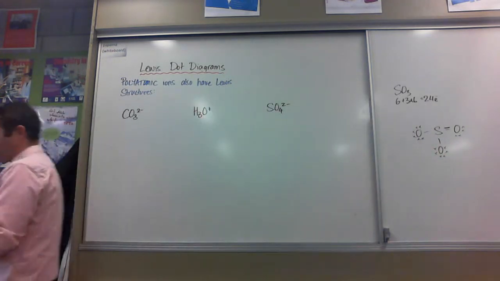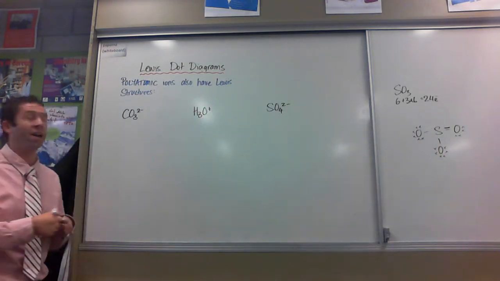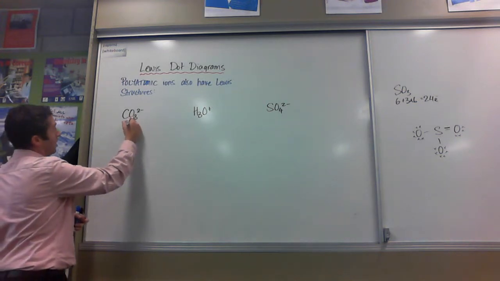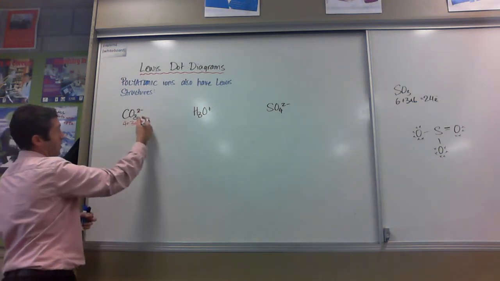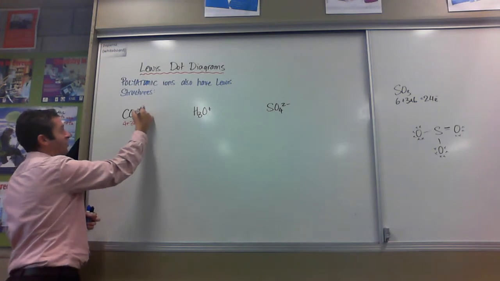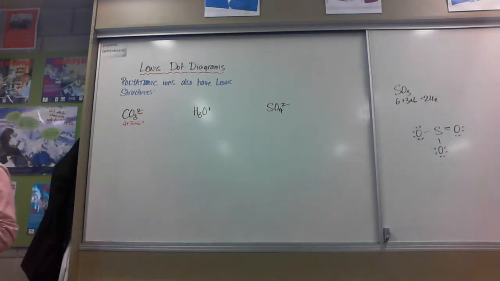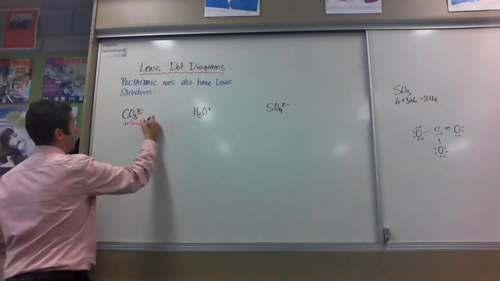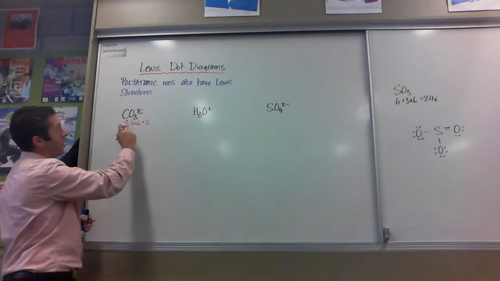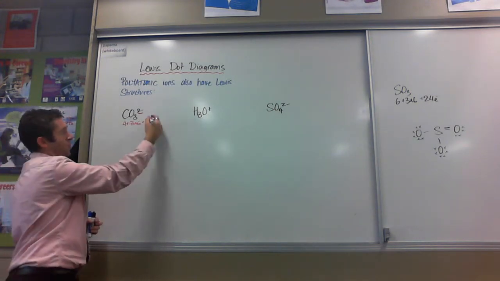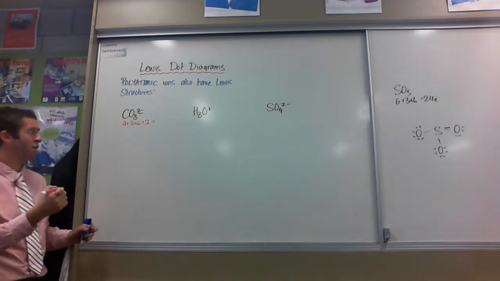Okay, carbonate. If we were doing this as a molecule, we'd say there's 4 electrons here, there's 3 times 6 for the oxygen. But now we're going to add the 2 for the negative charge. So we're going to have 4 plus 18 plus 2. My quick math says 24. I hope it's correct.